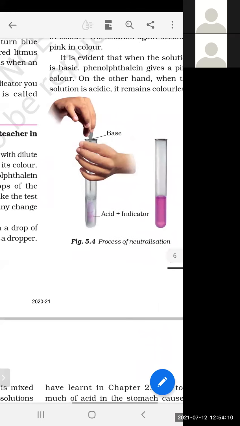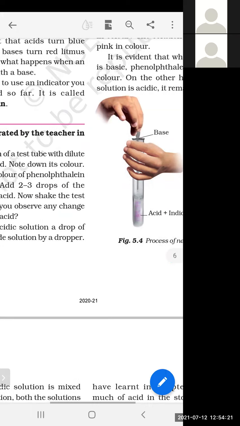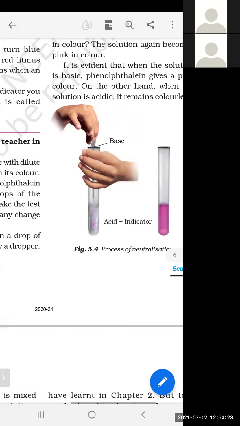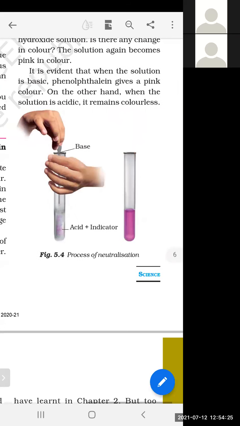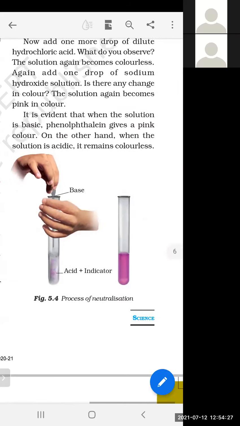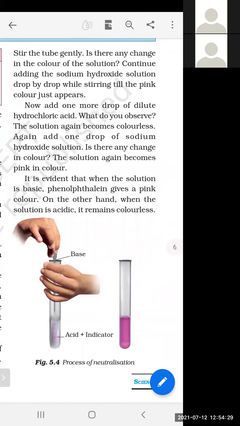We have performed this activity. Take some acidic solution in a test tube, add a few drops of phenolphthalein indicator. The color will remain colorless. Now, with the help of a dropper, add a few drops of basic solution, drop by drop. Now the solution becomes pink. The pink color indicates that the solution is basic in nature.